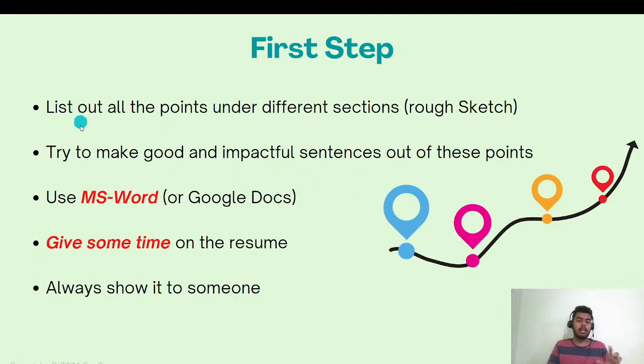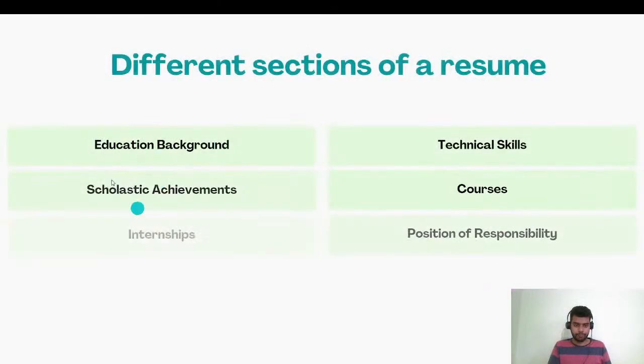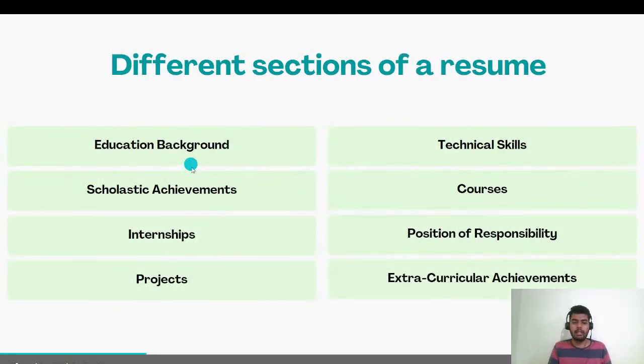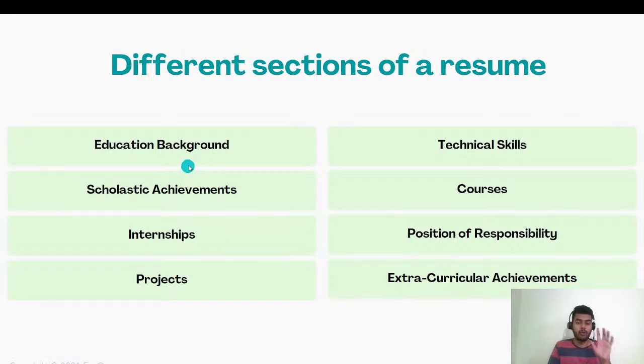The first thing is to list out all the points under the different sections. I talked about these eight sections. Let's say you are trying to write your educational background or scholastic achievements. What you need to do is write a rough sketch of all those points. Rough sketch means you are not going to write a well-suited point with well-suited, high-definition words. Nothing like that. Just write a small note.